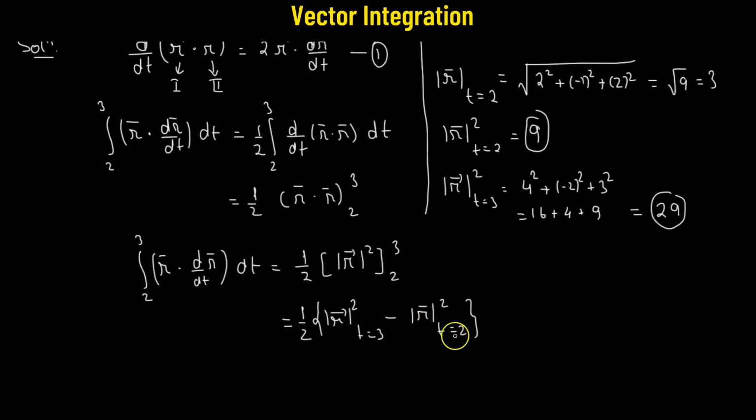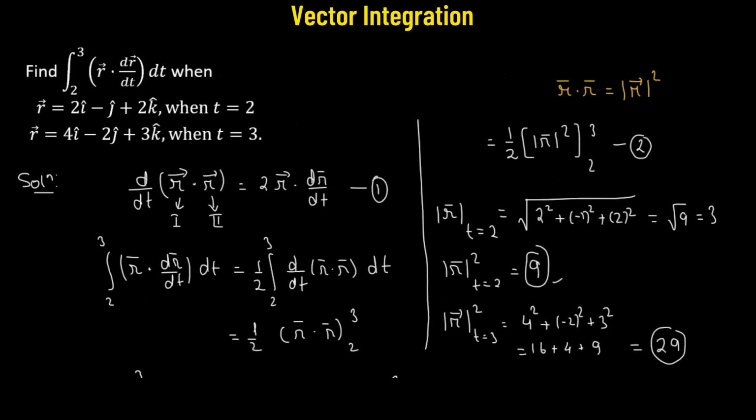So this is squared. So we have obtained this value. So the magnitude of r squared calculated at t equals 3, that's equal to 29, minus r squared calculated at t equals 2. So that's 9. So we have 29 minus 9. So 29 minus 9 is 20. 20 divided by 2, so that's equal to 10. So that means the value of this particular integral will be equal to 10.